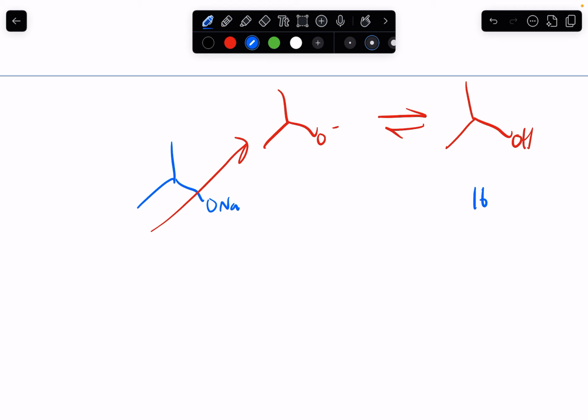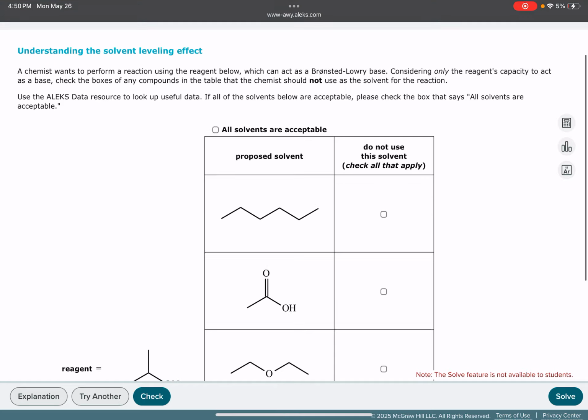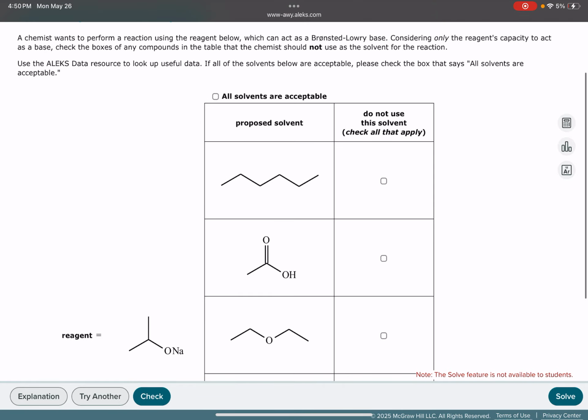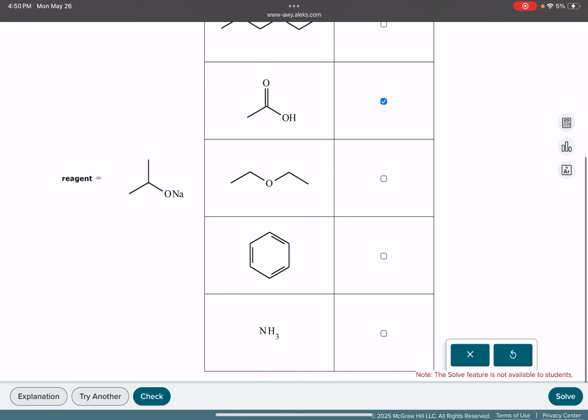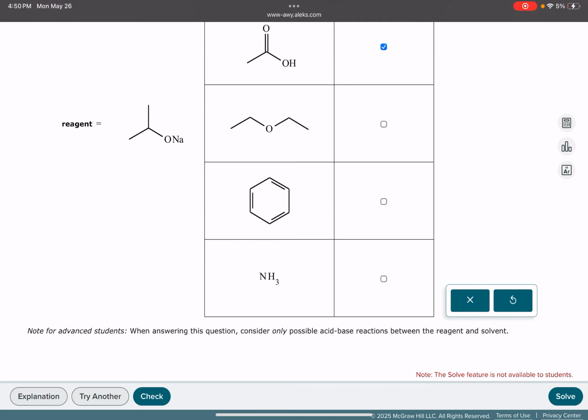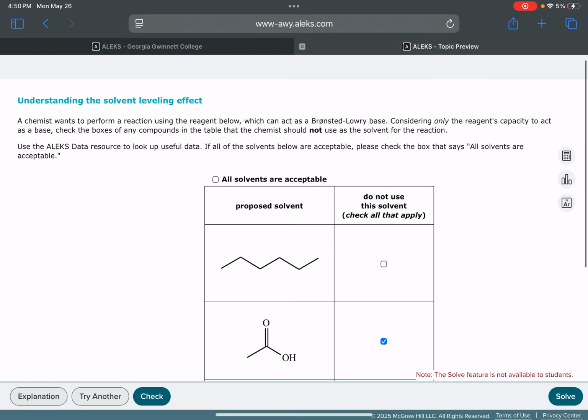So this is going to be 16, right? And consequently, if we see an acid on here that's lower, then it will probably donate a proton to isopropoxide. Let's go back over here. The first one's hexane. No, that's got a high pKa. And then there's acetic acid. That's got a low pKa. That's unacceptable because that will donate a proton to isopropoxide. Diethyl ether again has a high pKa, even though it's not on our table, because it only has carbons bonded to hydrogens. Benzene is on there, that's 43. That's not going to donate a proton. And ammonia is not going to donate. Okay? And that's it.